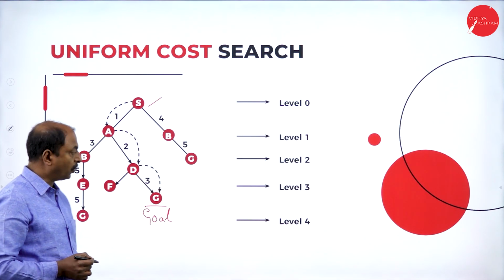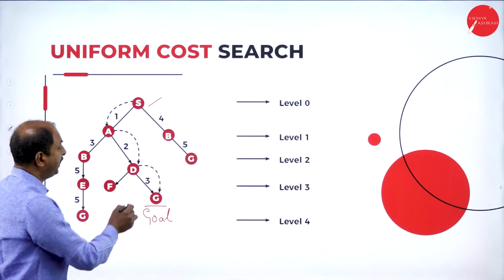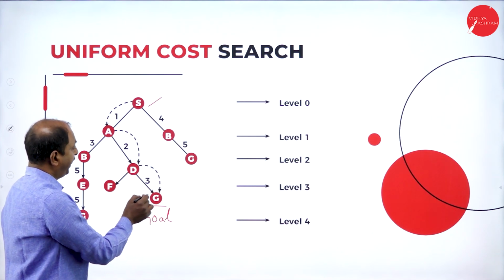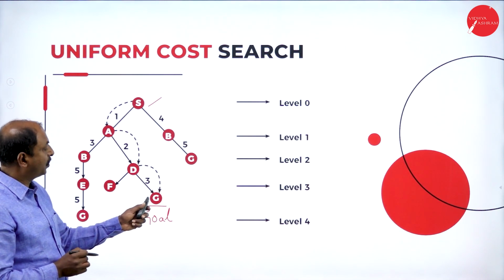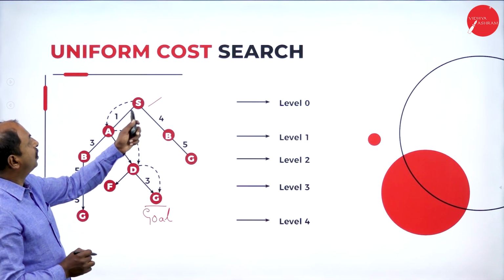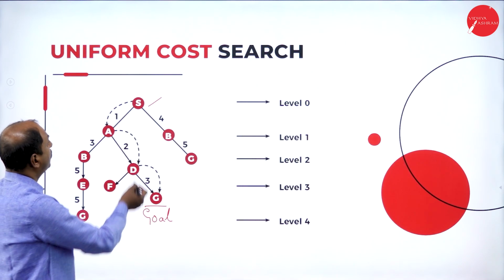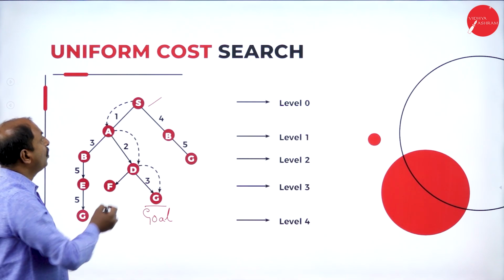G is the goal node. So from here directly it takes the next node, that is G. So in that way, if you look into that, the goal node is G. So it starts searching from the root or the starting node.